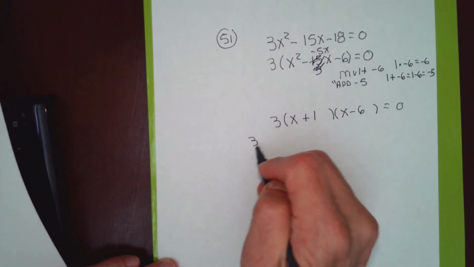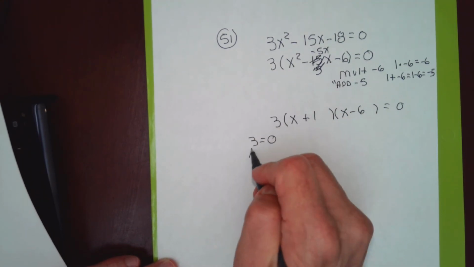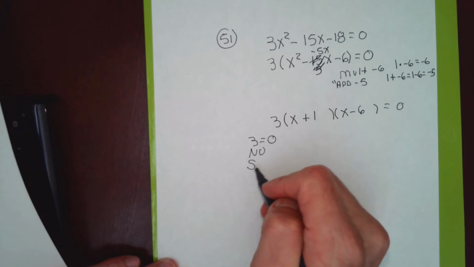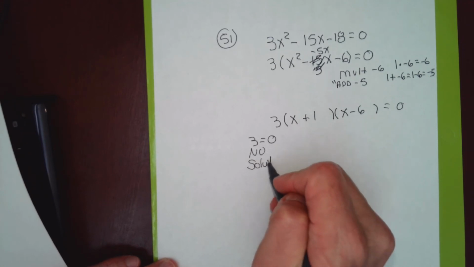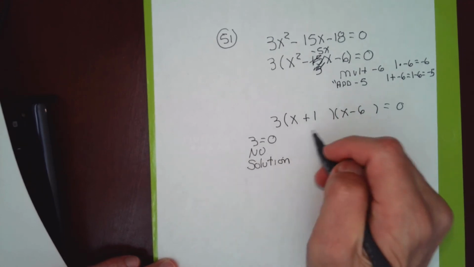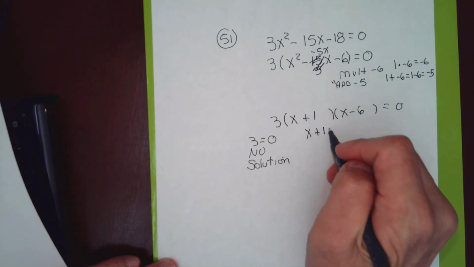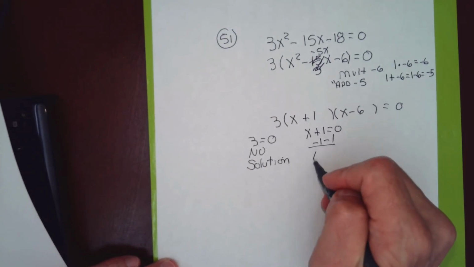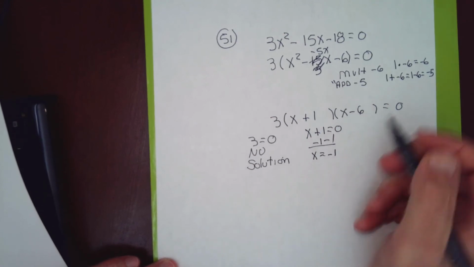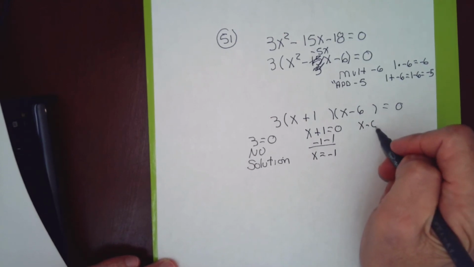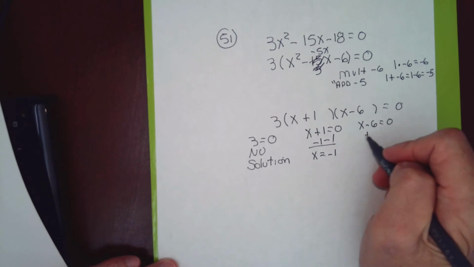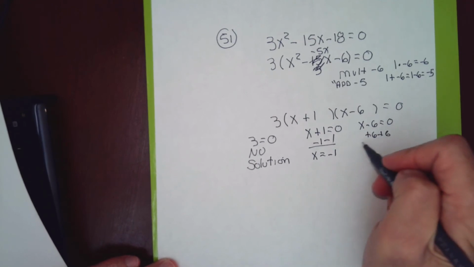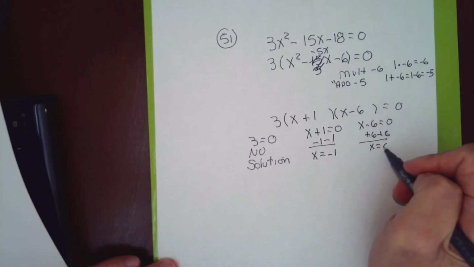The first factor of 3, since it doesn't have an x, doesn't give a solution. 0 won't check as a solution, nor will 3 check as a solution. The factor of x plus 1, when you set it equal to 0, you would have to subtract 1 from both sides. It will give a solution of negative 1. The factor of x minus 6, to get the solution from it, you'd have to add 6 to both sides. It'll give a solution of x equal to 6.